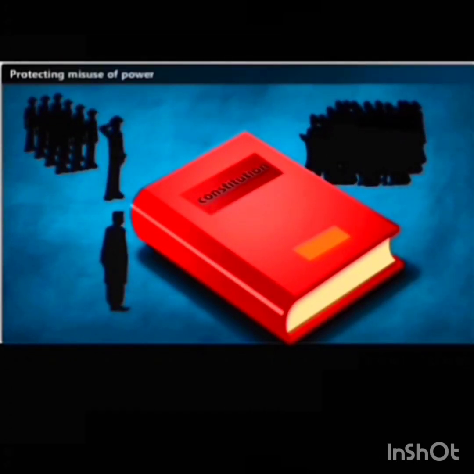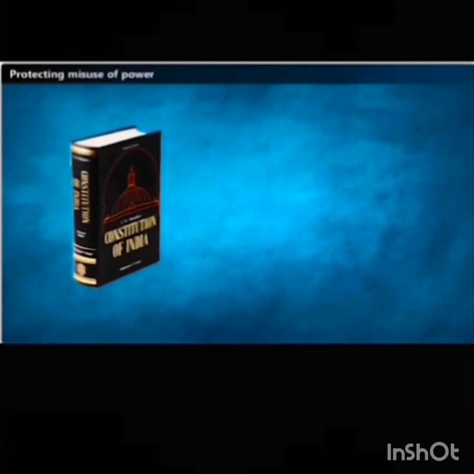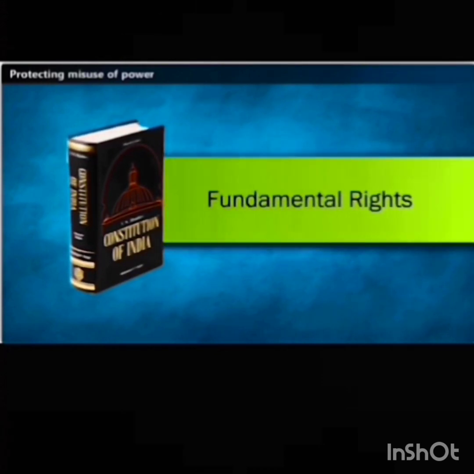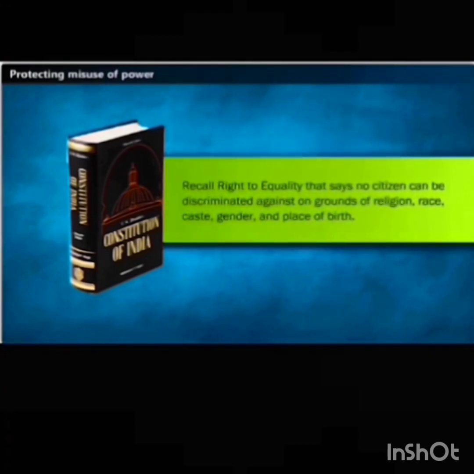In democratic societies, the constitution often lays down rules that guard against this misuse of power by our political leaders. In the case of the Indian Constitution, many of these laws are contained in the section of fundamental rights. We call it the right to equality, which says no citizen shall be discriminated against on the grounds of religion, race, caste, gender and place of birth. Why did this right to equality concept come into the constitution?